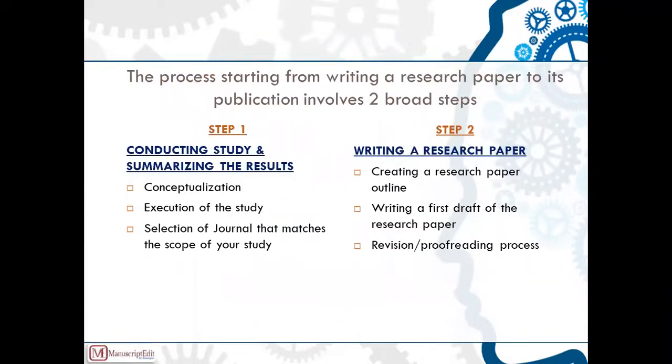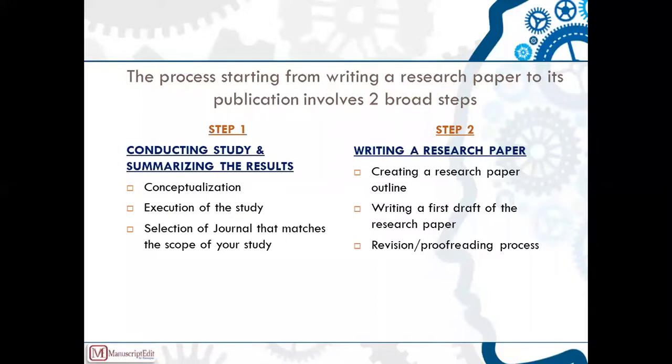Now that we have learned about the types of papers, coming to the next step, the process from writing a research paper to its publication. So usually this involves two broad steps, where the first step is conducting a research study and summarizing the results, and step 2 is writing a research paper.